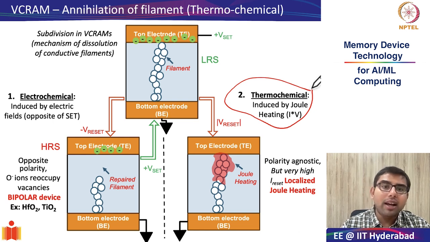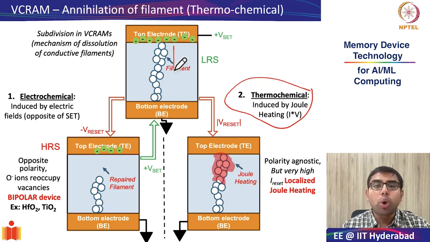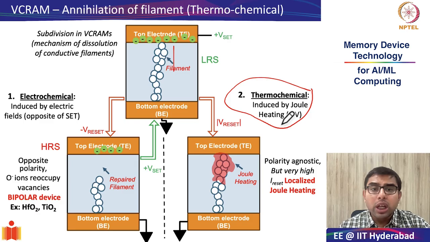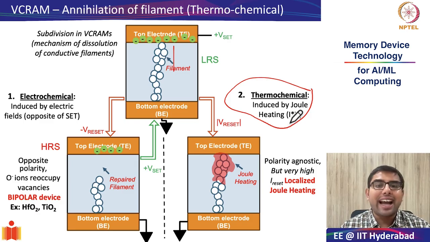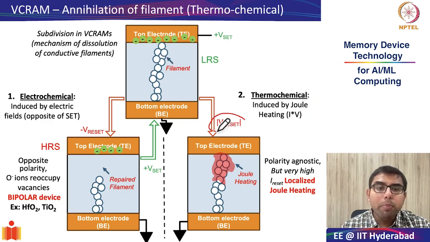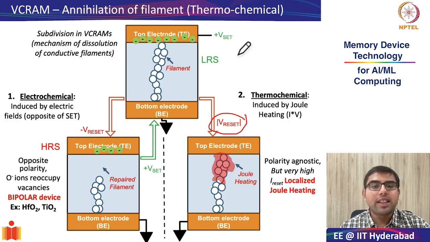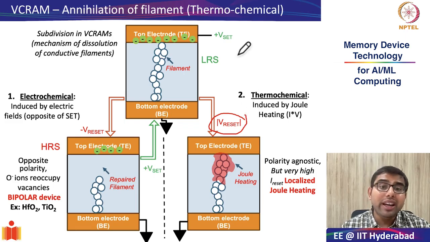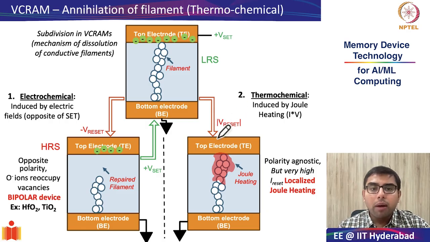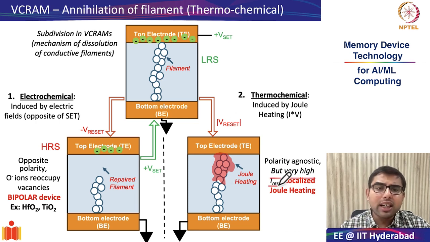So the thermochemical way of dissolution of the created filament happens through Joule heating. In this kind of mechanism, since Joule heating is polarity agnostic, you can apply any polarity of V reset. Whether you apply positive or negative V reset, it makes no difference, and that is what I have indicated through this modulus sign. So when you apply a positive or negative V reset for a thermochemical cell, very high reset current flows, which causes a lot of Joule heating.